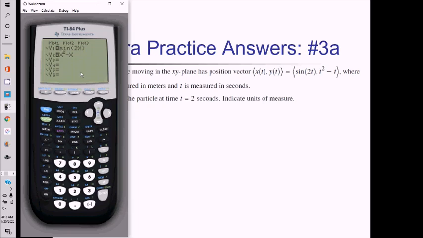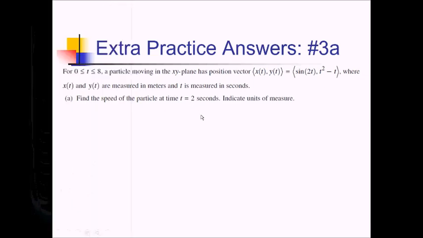Because there's a chance, so I've got them entered in my y equals. y1 is x of t, y2 is y of t. There's a chance I'm going to be using these again. And for this problem now, if we want the speed, then I'm going to be doing essentially the square root of x prime of 2 squared plus y prime of 2 squared.